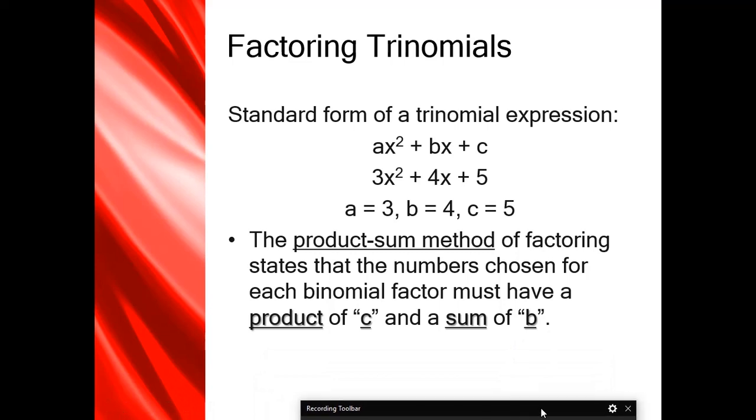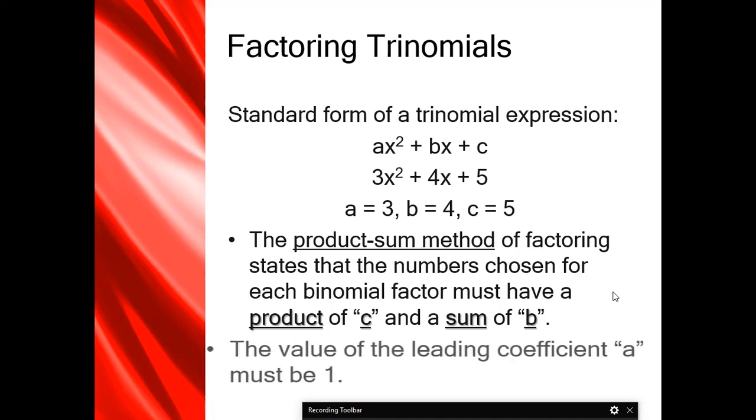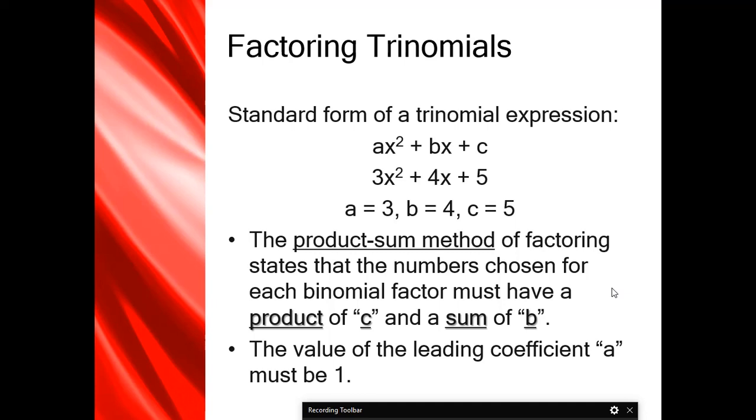So the method of separating that we're going to try is called the product sum method. What we'll do is we'll separate into 2 factors. We're going to find the value of C, and we're going to list all the factors that would create it. That's a product. But the set of factors you choose that create C must also add up to the value of B, which is a sum. So this is why they call it the product sum method. In order for this method to work, the value of A must be 1. If it's anything other than 1, we'll have to try a different method, and that's something we'll learn later on.